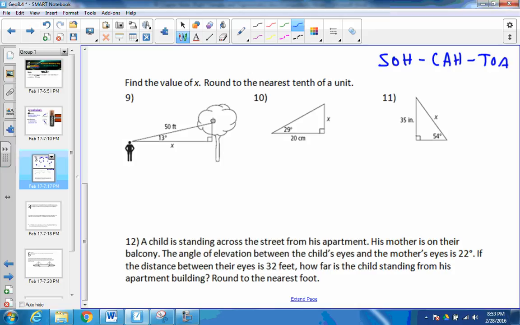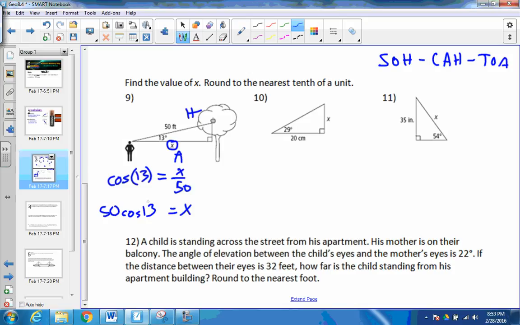So maybe we'll go through one or two of these to review. If you look at number 9, this is an angle of elevation. But we're trying to find x, which would be the adjacent side. And we have the hypotenuse. So adjacent and hypotenuse go with cosine. So the cosine of 13 degrees would be equal to the adjacent, which is x, over the hypotenuse, which is 50. You can multiply both sides by 50. x is going to be by itself, equal to 50 cosine of 13.